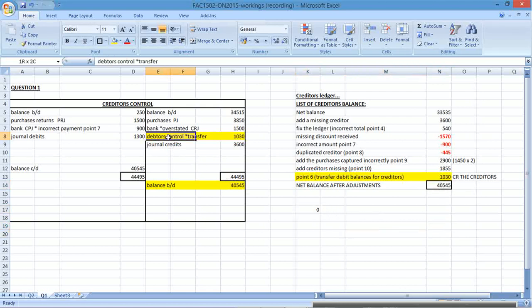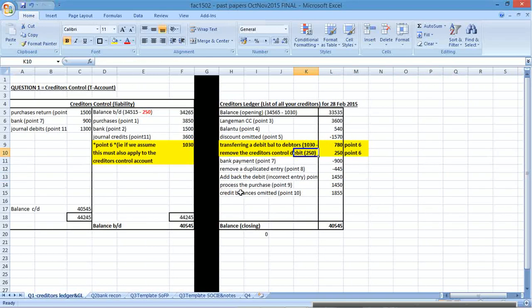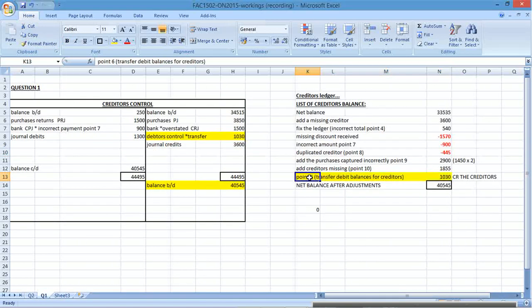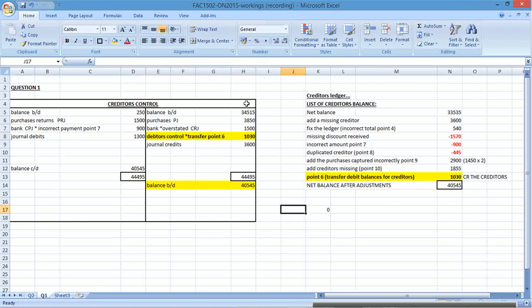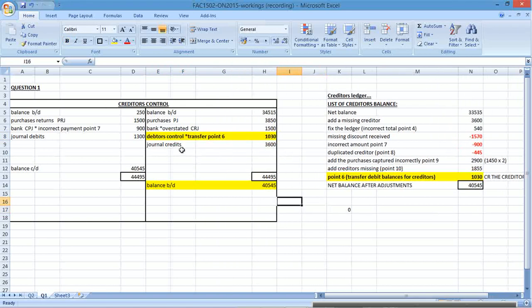So I had that initially, I just didn't have that. That was the missing figure. Then the solution is in line with what we did previously. It was just point number 6. Point number 6 required, let me just label this point 6, that you had to assume that it was not taken into consideration in the creditor's control as well as the creditor's list, transferring the balances through, and then it balances. You get that balance there and you get that balance there. That's question 1.